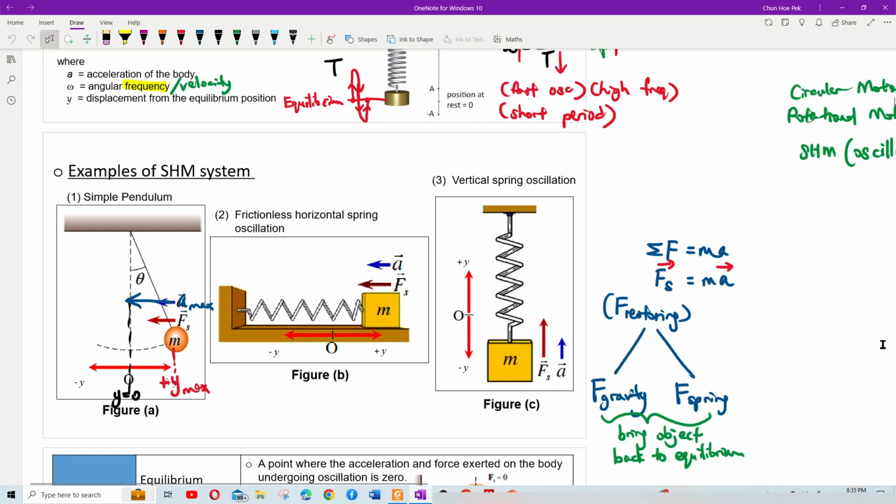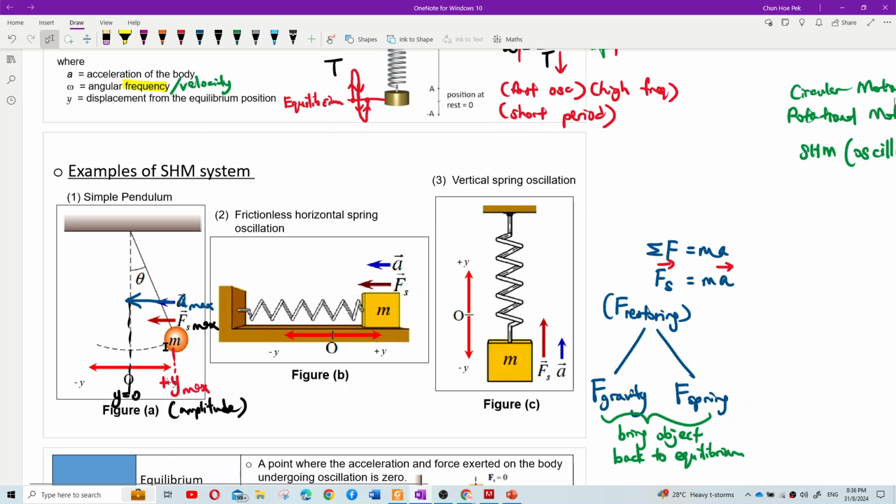So the restoring force wants to go back to equilibrium. That's why acceleration also goes in the same direction. Acceleration is in the same direction as the force. So I can say the restoring force is also maximum at the maximum displacement, which is called the amplitude.